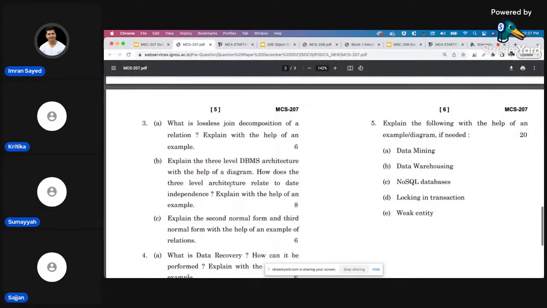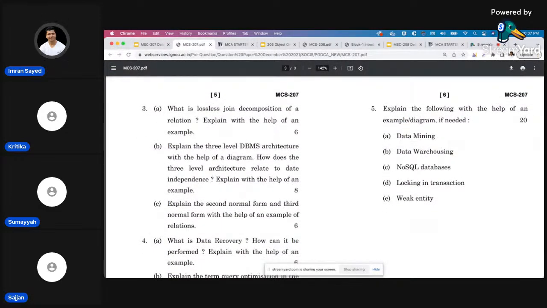Okay, moving on. Explain three-level DBMS architecture with the help of a diagram. How does three-level architecture relate to data independence? Explain data independence with the help of an example.